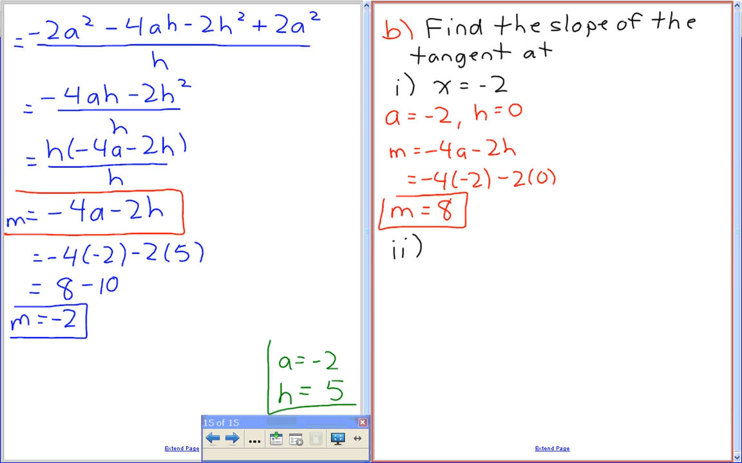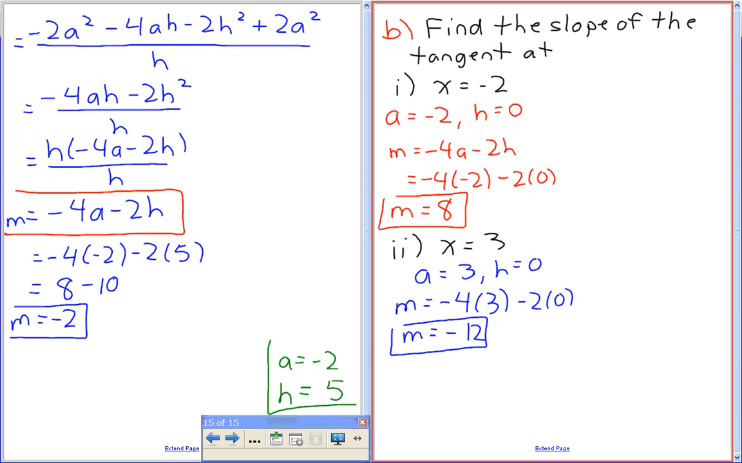I'm going to say the slope at x equals 3. I think, Megan, we're up to you. What is a, what is h in this case? Yeah, a is going to be 3 here, right? That's right, if you're thinking back to the graph, that's your first point. And since we're dealing with the tangent, what's the h going to be? 0 because there's no gap. So m is going to be, what's my equation, negative 4 times 3 minus 2 times 0. M is going to be negative 12, is that right?